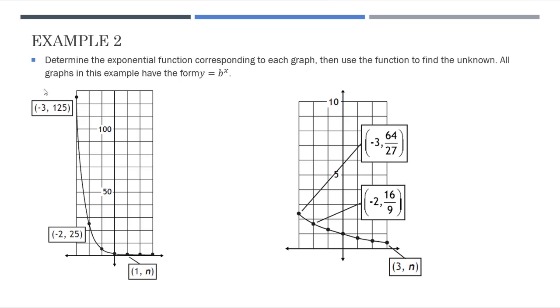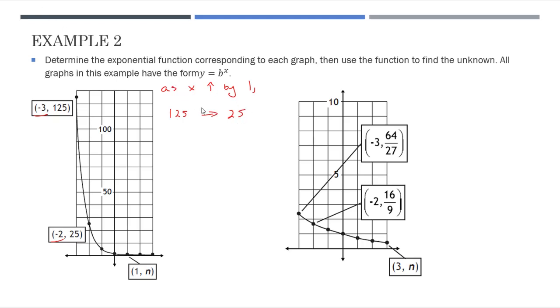A very similar example for the next two, except for this time we have decaying graphs instead of growing graphs. So determine the exponential function corresponding to each graph, then use the function to find the unknown. All graphs in this example have the form y equals b exponent x. All right, so we're still looking for, as x increases by 1, what happens to that y value? So I find a -3 and -2 point. Perfect, they're 1 apart. Makes my life a little easier. We're looking at these y values then. So we go from 125 to 25.